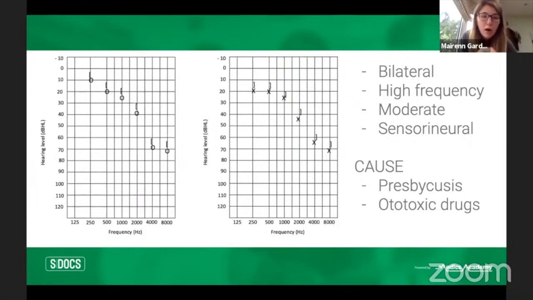So if we think back to part 2 and what might cause this, bilateral high frequency, moderate sensory neural hearing loss, one of the most common causes will be presbycusis, so old age, and what happens in old age. Another cause of this is ototoxic drugs. So again, like I mentioned in part 1, the most common ototoxic drugs, so drugs that damage the ear, are either aminoglycosides or cytotoxic agents, so any chemotherapy.